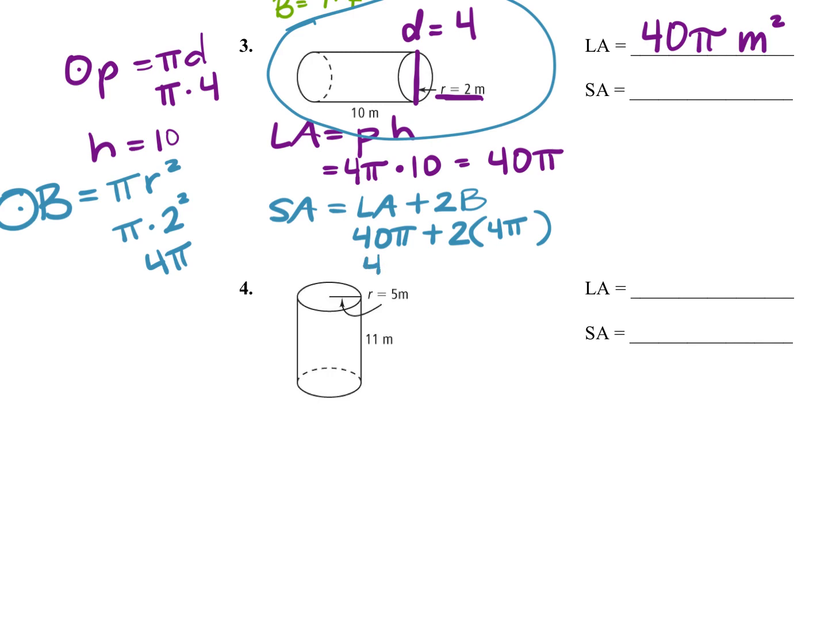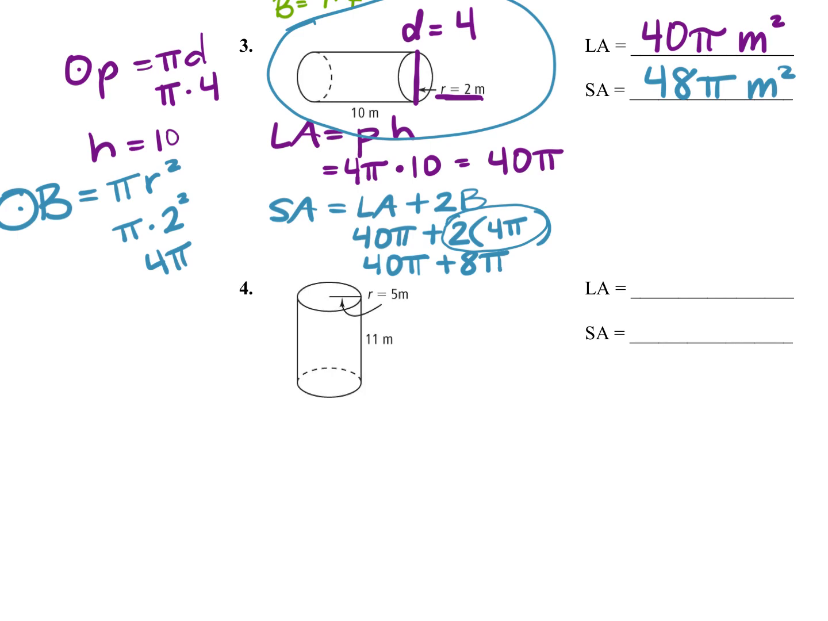So this is 40 pi plus what? What can you simplify this to? 8 pi. So 40 pi plus 8 pi is 48 pi square meters.